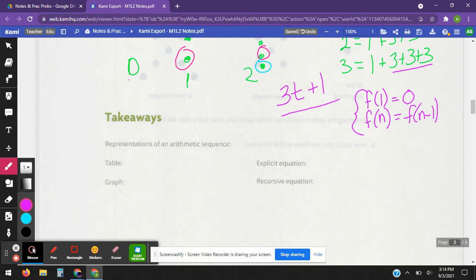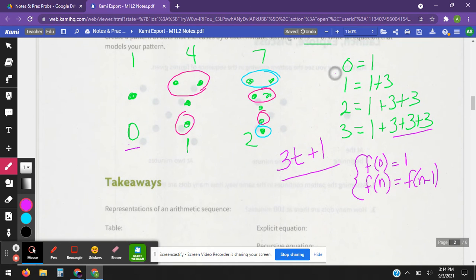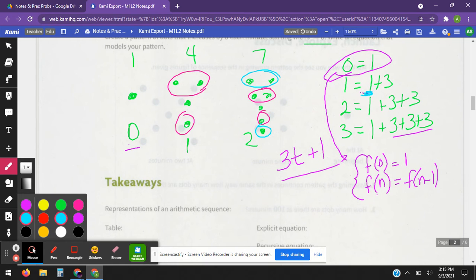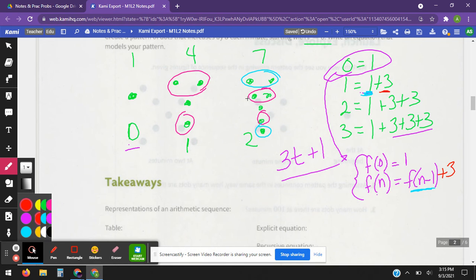Oh, wait, no, sorry. Let me go back. F of 0, did that backwards. We started with our 0 term, and the answer was 1. So if we scroll up here, this right here helps guide our first one. We started at 0, the answer was 1. So now I took my current one was my previous, let's use different colors, my previous plus 3. So that's how those go together.